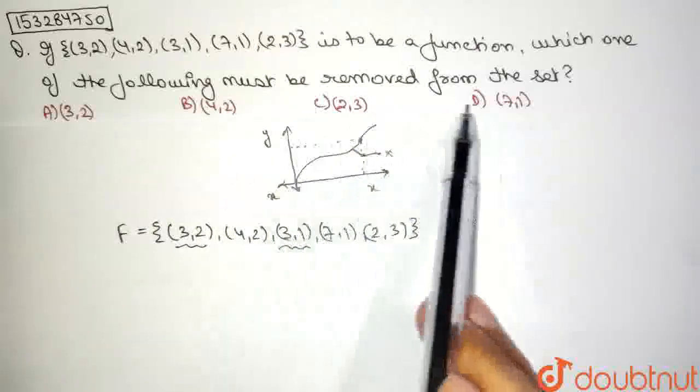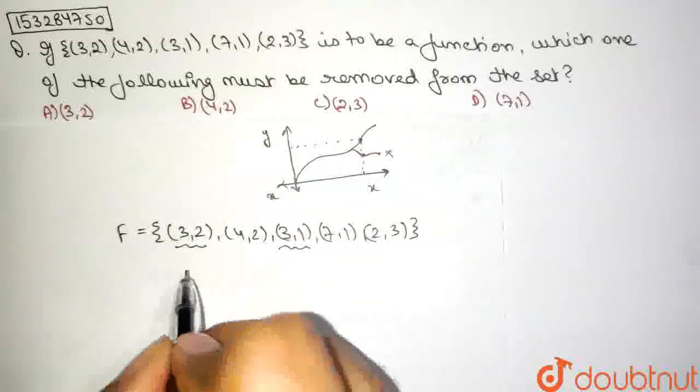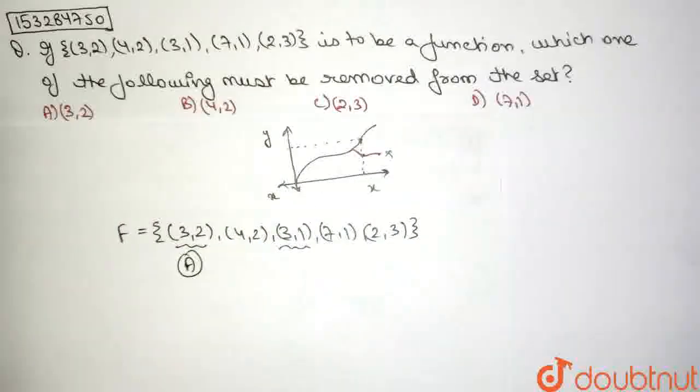Now checking the 4 options, you see that option A, which is (3, 2), matches our solution. So the answer is option A, (3, 2), which needs to be removed if the function has to be true, or this particular set has to be converted into a function. That's it guys. Thank you.